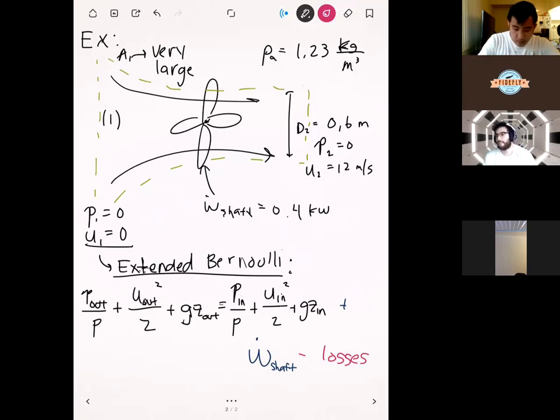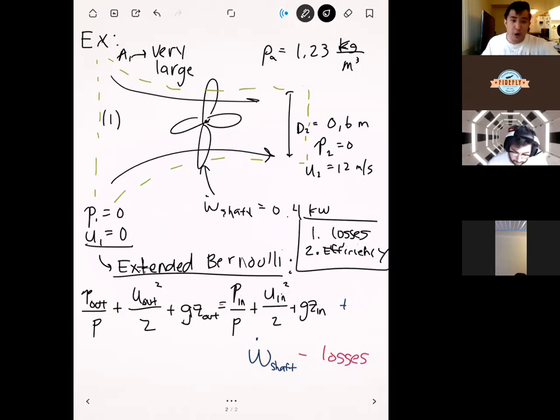And so in this problem, we're going to use this extended Bernoulli, and we're going to solve for, one, what the losses are, so how much energy we're losing in this fan due to viscous dissipation. The other thing we're going to solve for is the fan's efficiency, so how efficient the fan is in taking its input power and converting that into actual fluid mechanical work. Any questions on the problem setup?